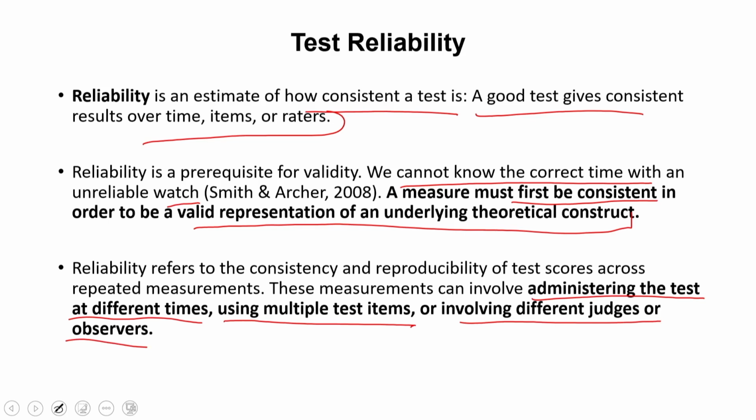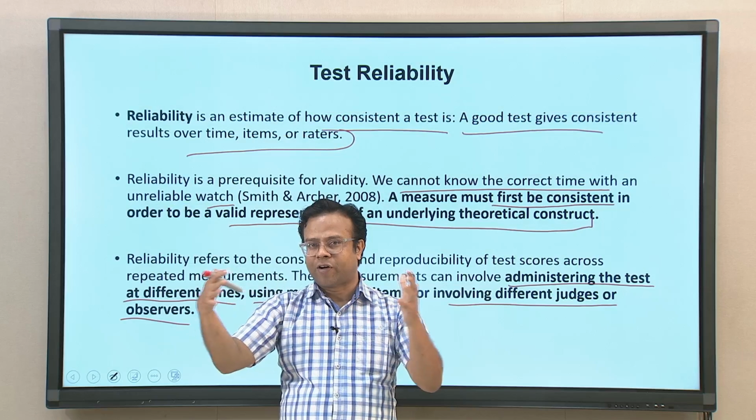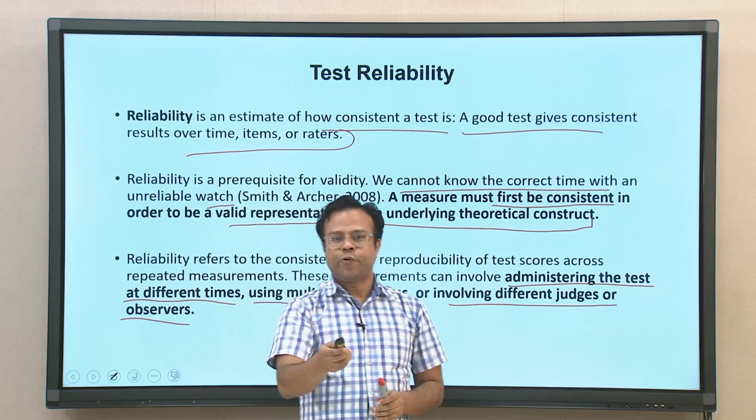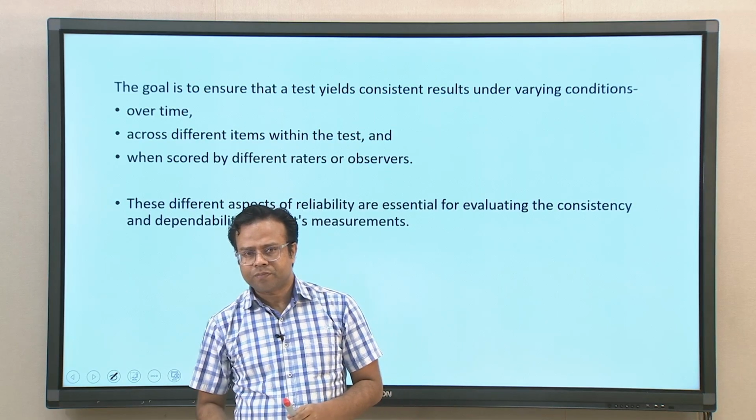Different raters can give a rating of a particular individual in a test, and if those ratings are highly correlated, then that also shows the test is reliable. So, let us see these 3 ways of establishing reliability.